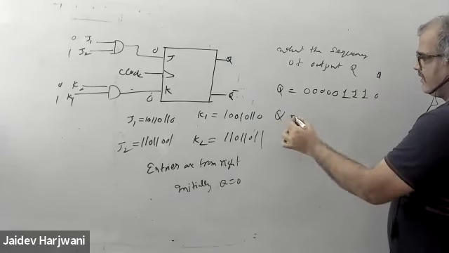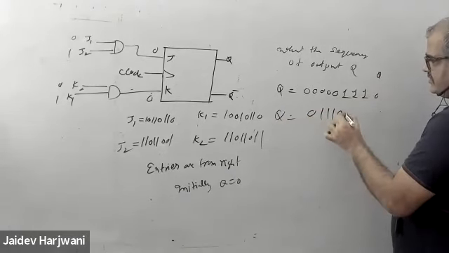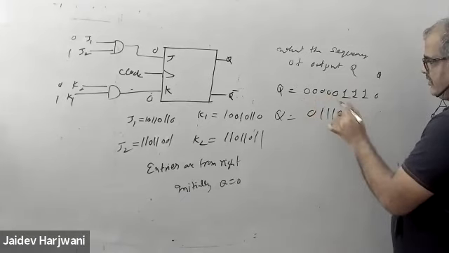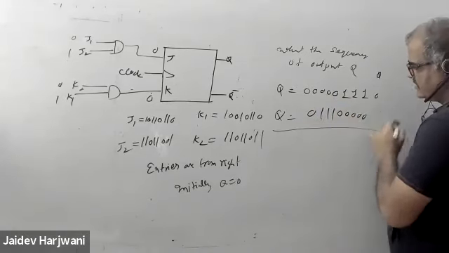I'm writing it opposite now. 0 1 1 1 0 0 0 0, 3 4 5. Okay, this should be the answer if you write it opposite.